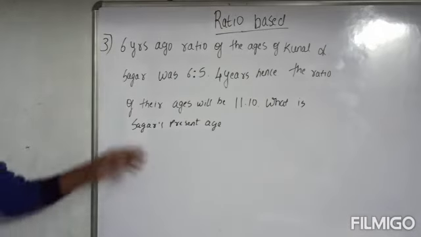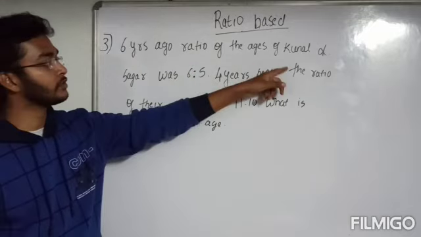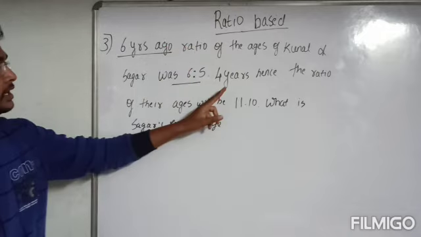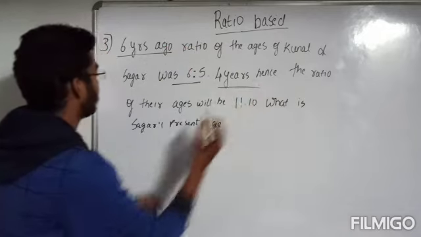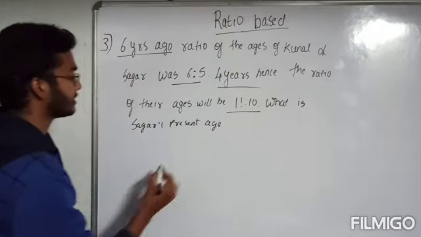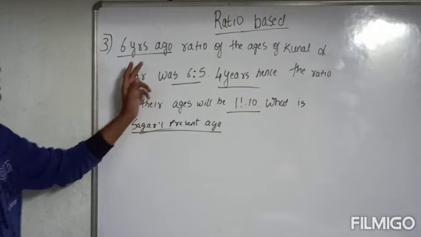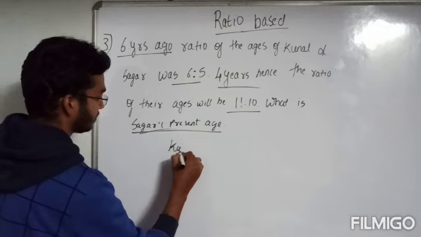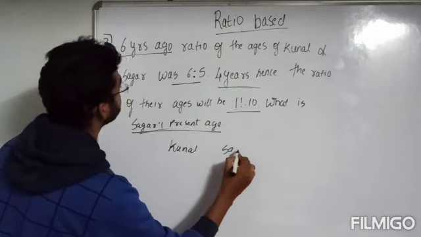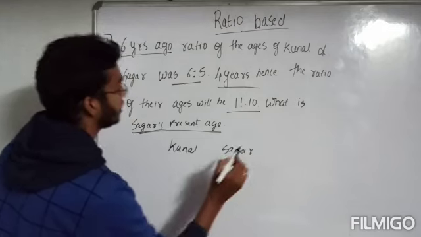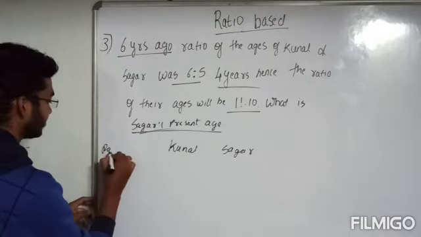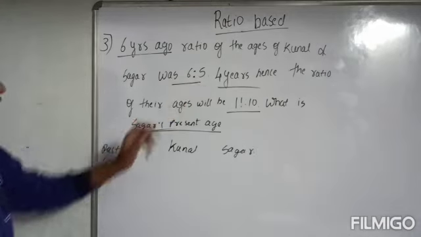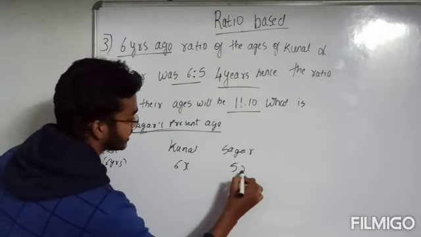Coming to the third question. 6 years ago, the ratio of the ages of Kunal and Sagar was 6:5. 4 years hence, the ratio of their ages will be 11:10. What is the present age of Sagar? They have asked. So here the two entities are Kunal and Sagar. 6 years ago, that is past, their ages will be 6:5. That is 6x, and I'll take Sagar's age as 5x.